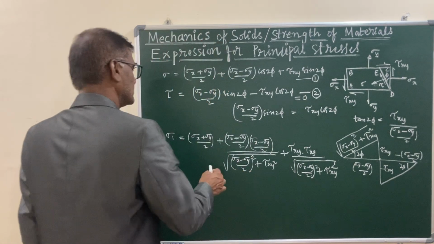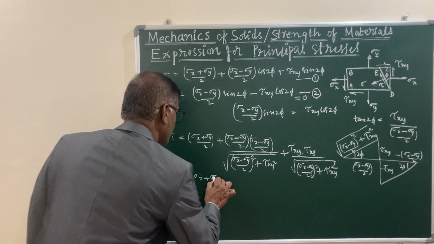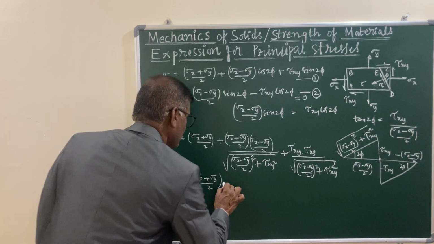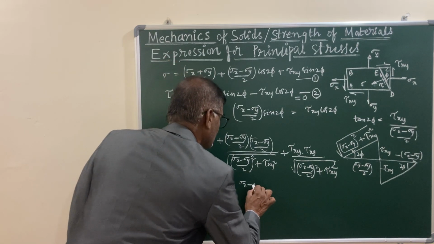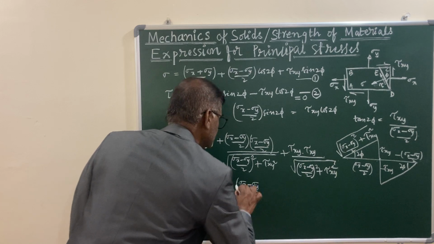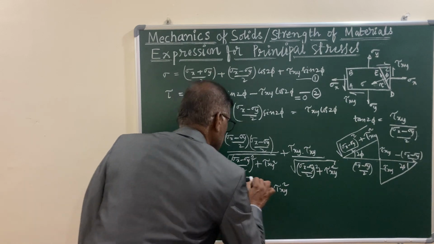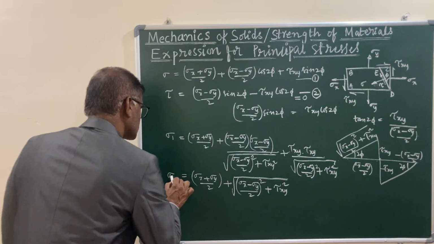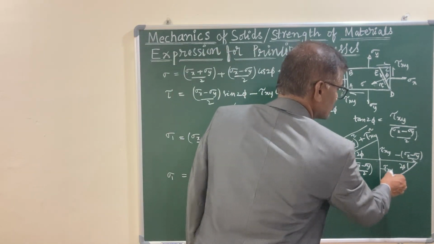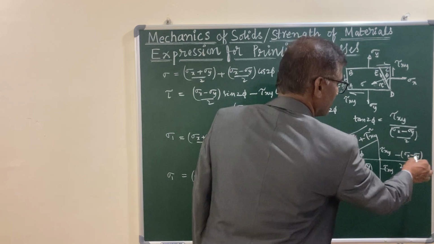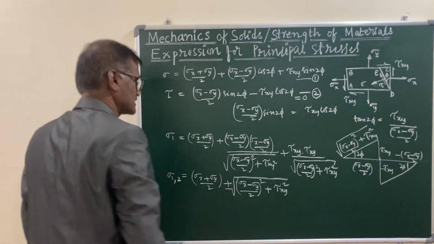It is in the form of this, the leftover term you can write down, it is sigma x plus sigma y by 2 plus the leftover term becomes the square root of sigma x minus sigma y by 2 whole square plus tau xy whole square. And this is your sigma 1, the major principal stress. If we take the negative values, minus tau xy as well as minus sigma x minus sigma y by 2, you are going to get a negative sign, and that is your minor principal stress.